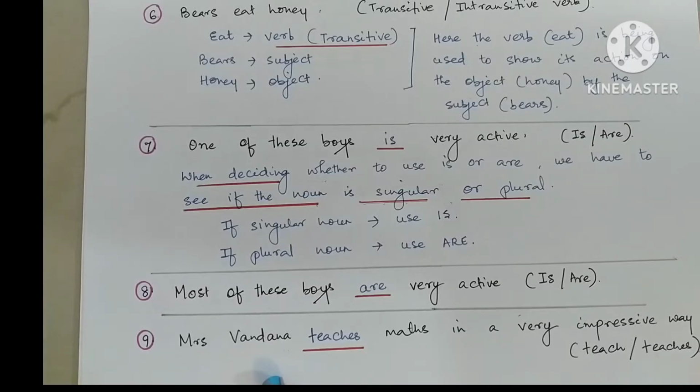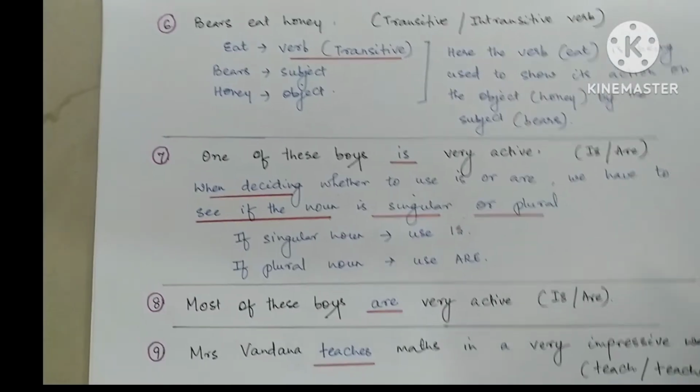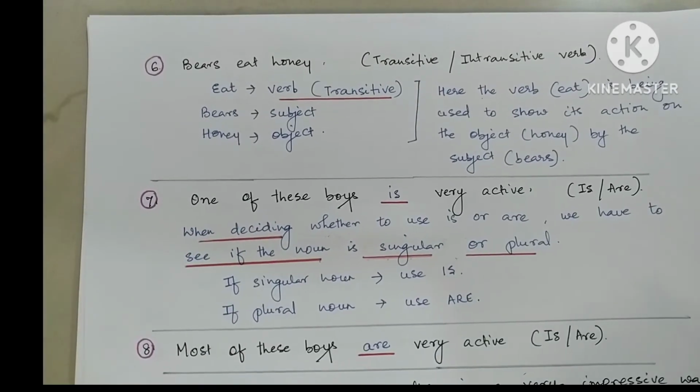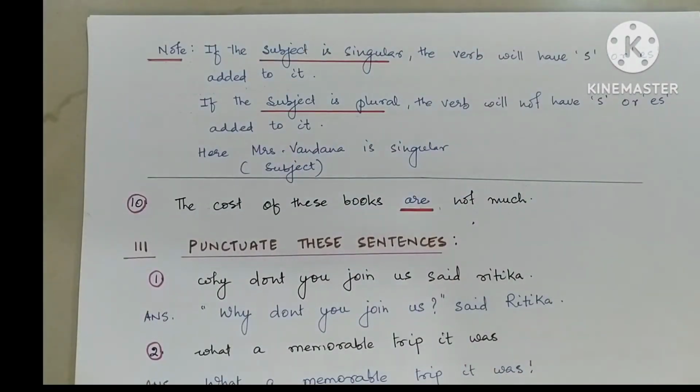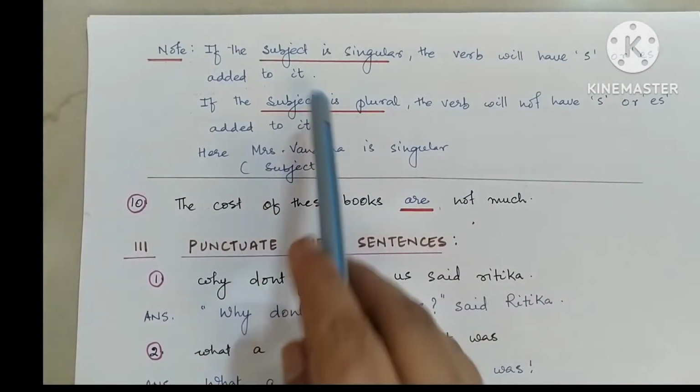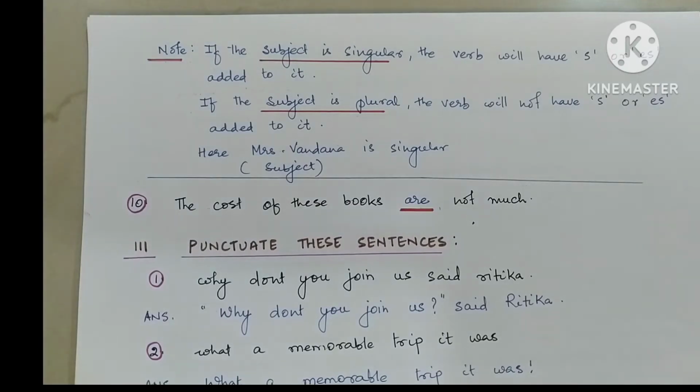Number 9, Mrs. Vandana dash maths in a very impressive way, teach or teaches. Now, we have to see whether the subject here is singular or plural. If the subject is singular, then the verb will have s or es added to it. Now, if the subject is plural, the verb will not have s or es added to it. And here, since Mrs. Vandana, who is the subject over here, is singular, therefore we will add s to teach. Therefore, Mrs. Vandana teaches maths in a very impressive way is the answer.